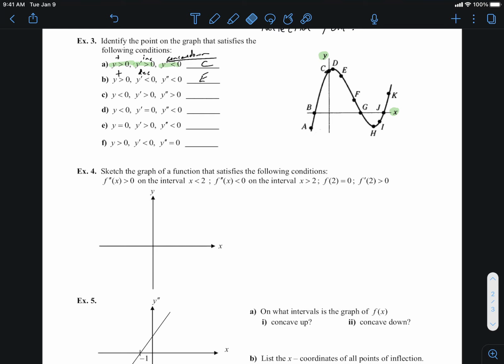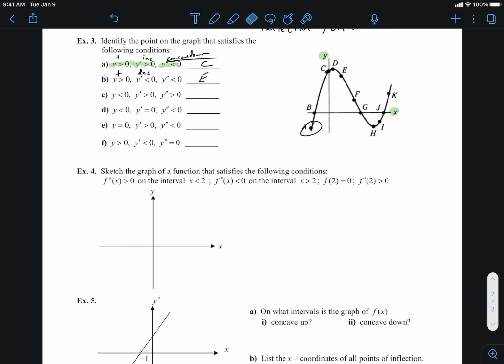Okay. For C, we're looking for a point that is below the x-axis. Okay, so either we're looking at A, H, or I, it looks like. Okay, and then the derivative has to be positive, so increasing. Well, that could be A. H's slope would be 0, so that's not helpful. So now we're down between A and I.